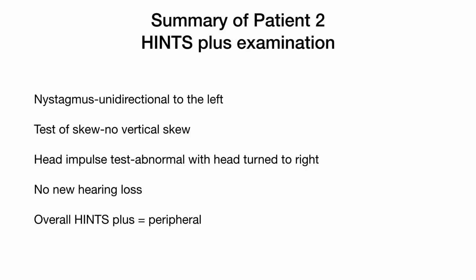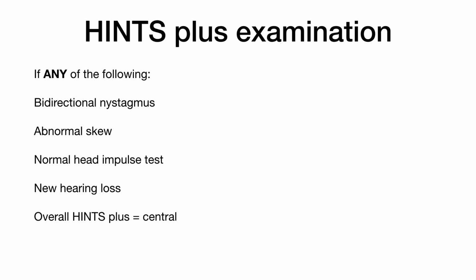So to summarize patient 2's HINTS Plus examination, he had a peripheral result for all 4 components of the HINTS Plus exam. His nystagmus was unidirectional to the left, his test of skew showed no vertical skew, his head impulse test was abnormal when his head was turned rapidly to the right, and he had no new hearing loss. Therefore, his overall HINTS Plus exam was peripheral.